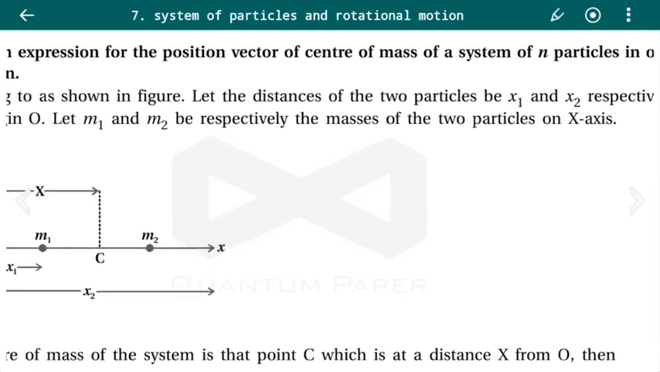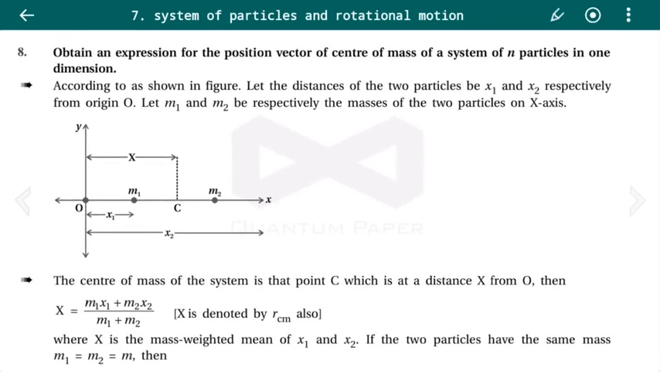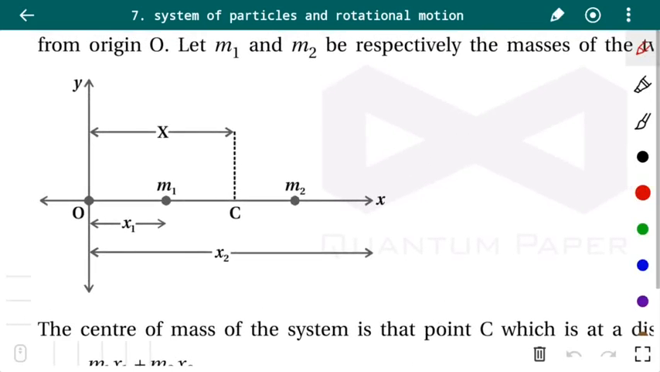And here let us consider that this system is made up of two particles. First of all, let us consider that. Particle 1 has mass m1, particle 2 has mass m2. Here we also need to denote the position of these particles, and we know that to denote the position of the particles we will be needing the reference point. So here the origin of the xy coordinate is taken as the reference point. The particle 1 has position x1 from O, and the particle 2 has distance x2 from O.